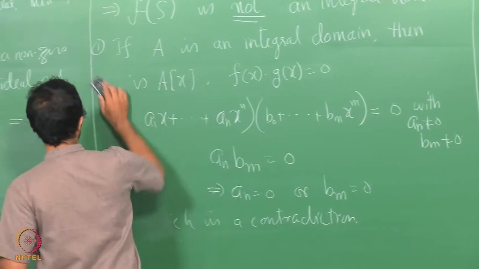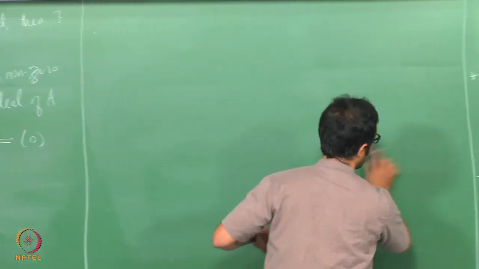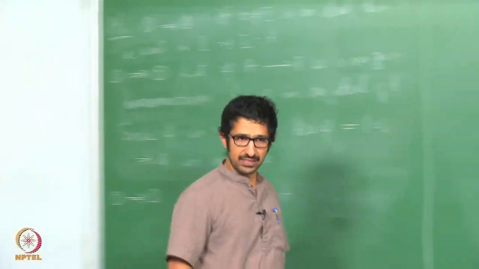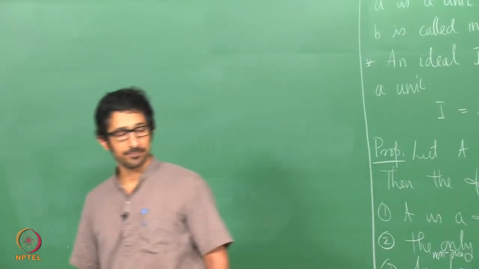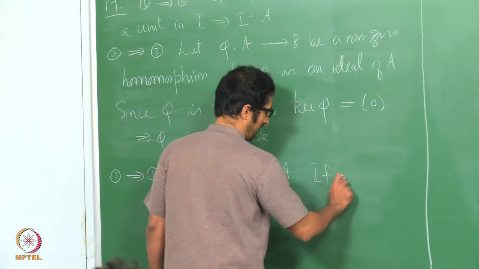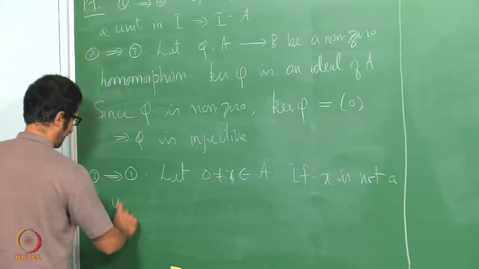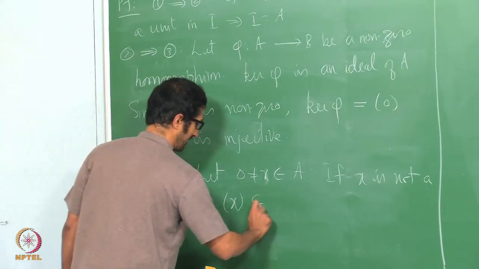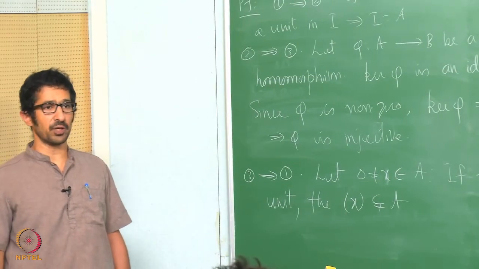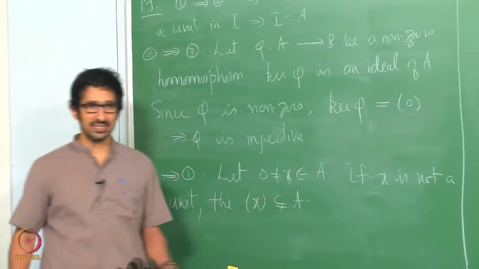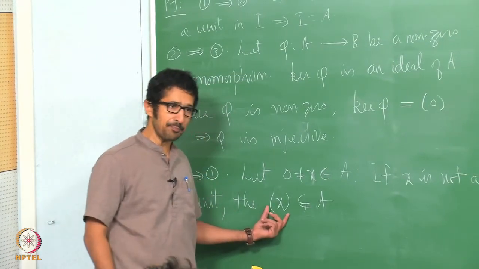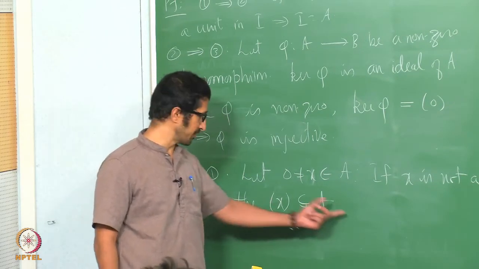How do you show that x is a unit here? What is the information given? What are the hypotheses? If you can define a homomorphism involving x, then we can get hold of it. Can you think of a homomorphism like that? Yeah. So, if x is not a unit, then the ideal generated by x has to be a proper ideal, because x not being a unit implies for any y in A, xy cannot be 1, or xy cannot be a unit. So, in this ideal you cannot have a unit. Therefore, this has to be a proper ideal.